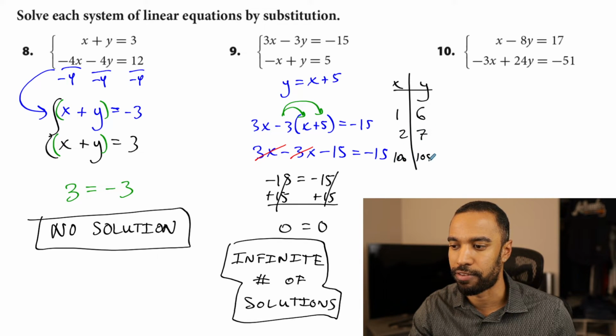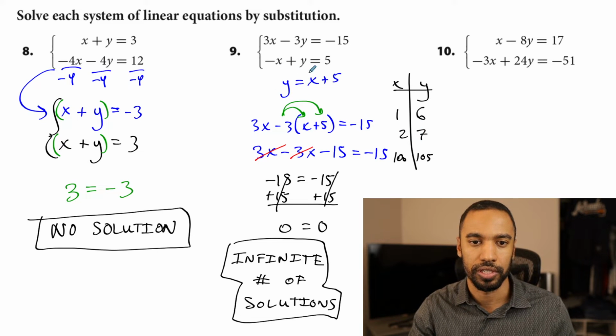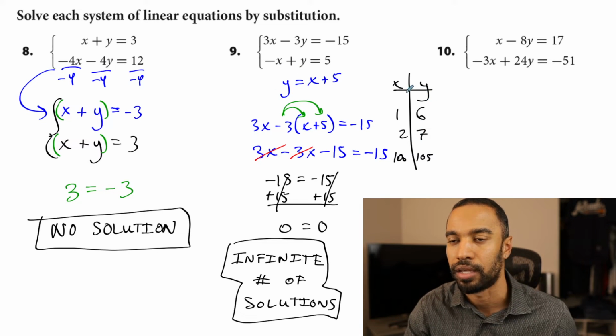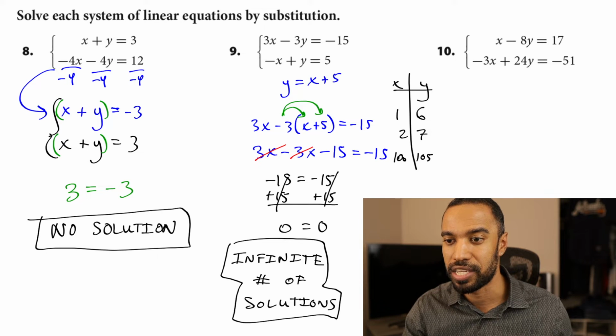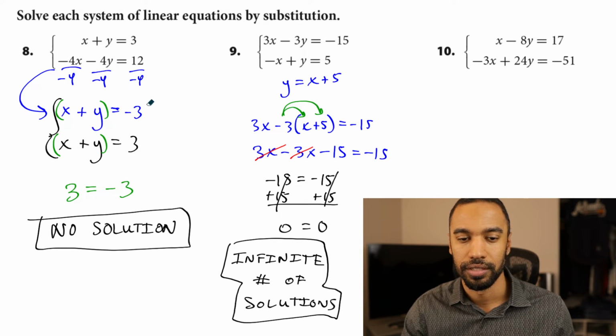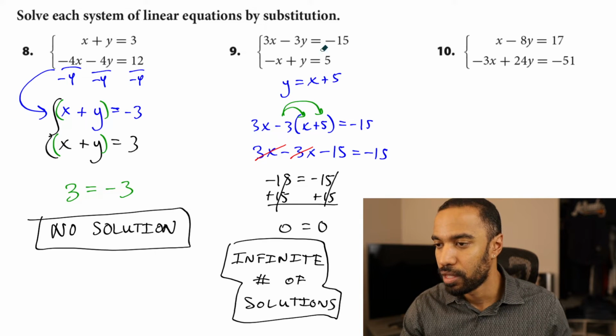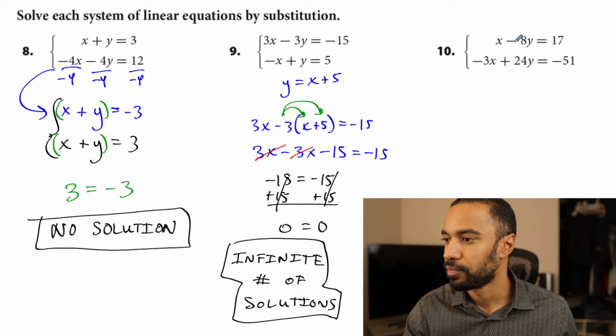100 for x, 105 for y. There's an infinite number of solutions. I plug in something for x, I get something for y. Remember, they're the same line, so they're intersecting everywhere that they go. So there's not one answer to it. It's just an infinite number, and we're good. It's called a dependent system.